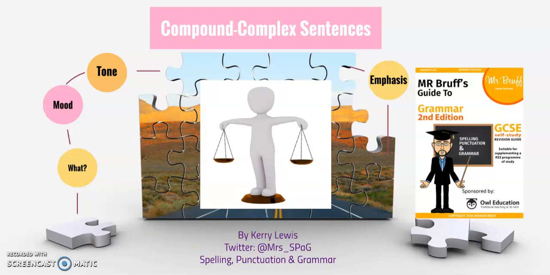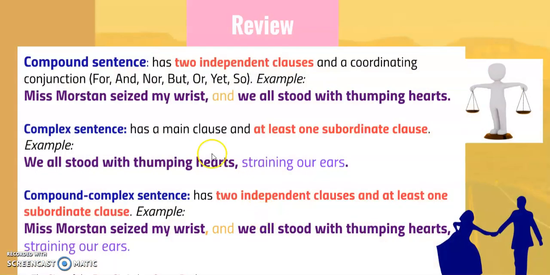Today I'm going to talk about compound complex sentences. Let's begin with some quick revision. Here's a compound sentence. Miss Morstan seized my wrist and we all stood with thumping hearts. This sentence has two parts which make sense by themselves. Miss Morstan seized my wrist is the first, we all stood with thumping hearts is the second.